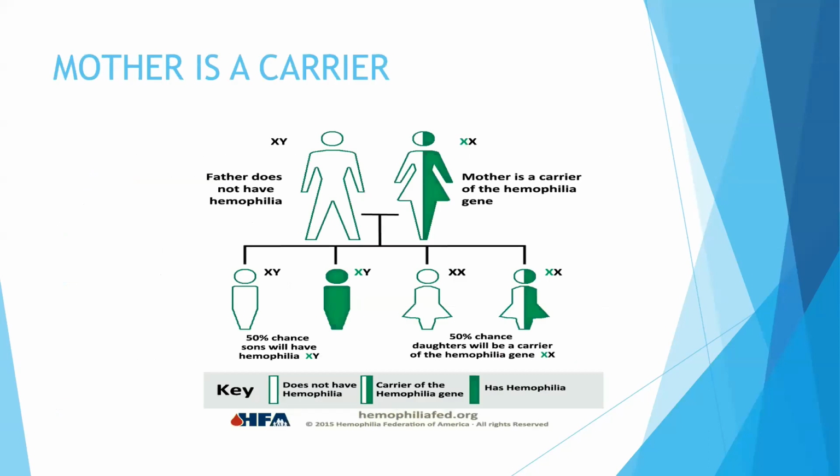Okay, this is a genetic tree of a mother, a lady who is a carrier, getting married to a man who does not have hemophilia. You find that the lady will pass the affected X chromosome to the son. Actually, this lady who is a carrier has a 50% chance of having hemophilic boys, and a 50% chance of having a daughter who is a carrier.